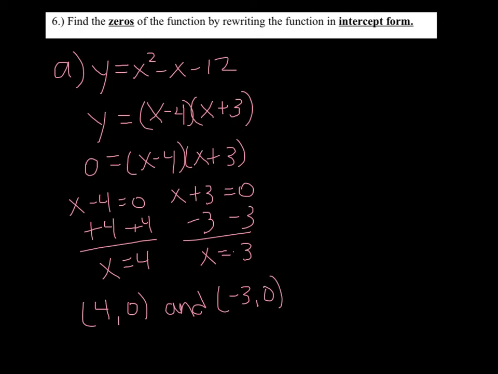Pause the video here. Use this example as a guide to complete example B. Be sure to state your final answer as ordered pairs. They ask you for the zeros. Those are points on the graph, so you need to write them as such. When you're done with example B, come on back to examine what happens when we have a leading coefficient that's not 1.